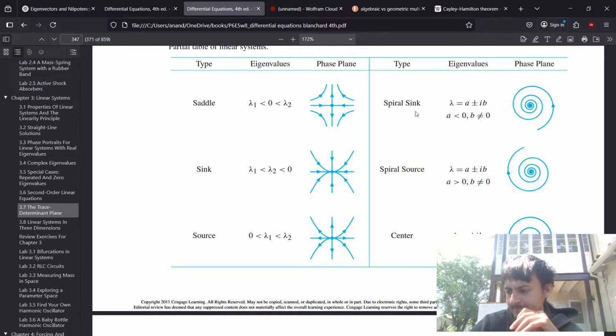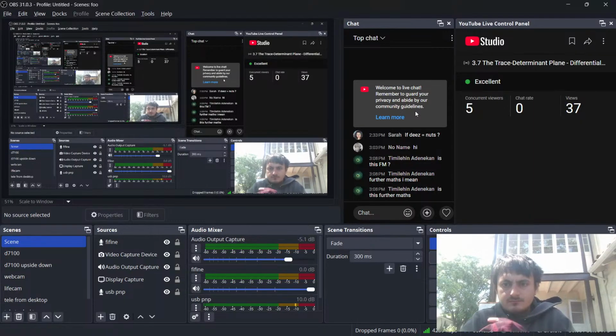I'm missing 3. Is this further maths? I don't even know what that means.